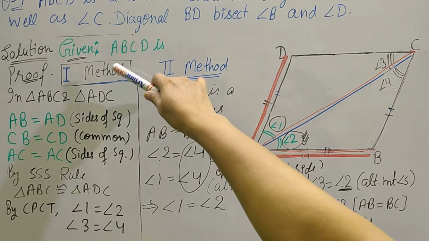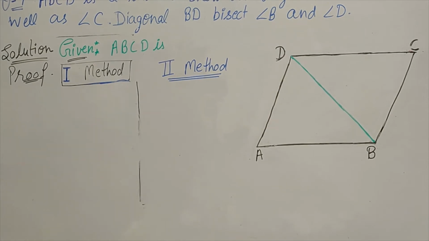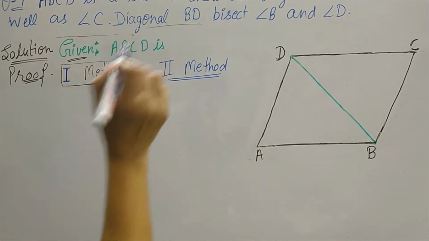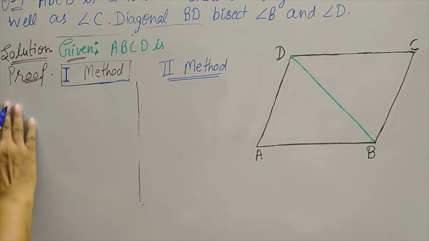Either prove triangles congruent and write by CPCT, or secondly by correlating the angles you can prove the same result. Now let us prove its second part. Diagonal BD bisects angle B and angle D. So we have to do the same work now for diagonal BD. So first method, let us prove two triangles congruent. Which two triangles do we have to take this time?